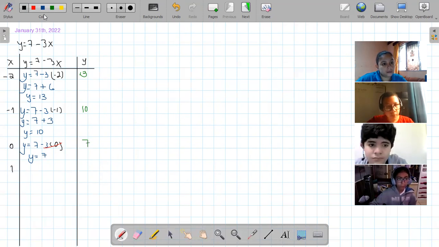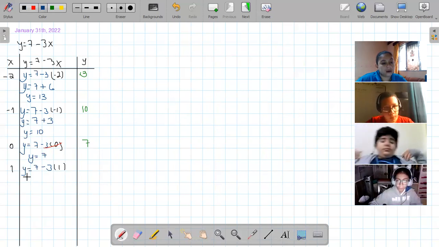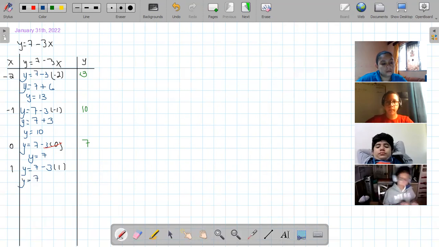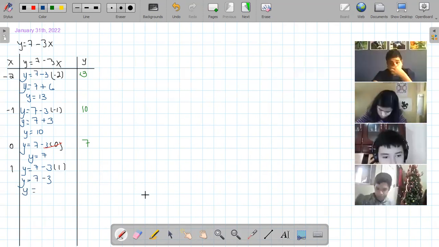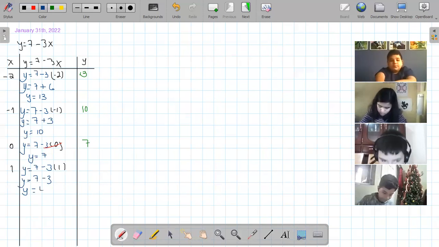Now with +1, again, y is equal to 7 minus 3, instead of x, the 1, and I go ahead and multiply. Negative 3 times 1 is negative 3. And 7 minus 3 is 4. Positive 4.